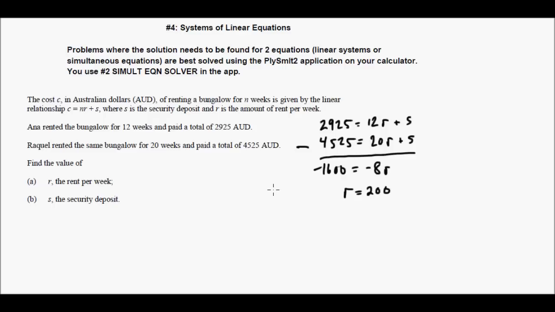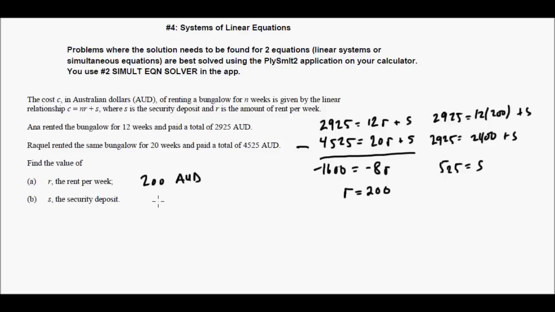Okay, so if R is 200, then we can sub it in here, and it would be 2925 equals 12 times 200 plus S. So that's going to be 2400 plus S equals 2925. Okay, so subtract, it's going to be 525 for the security deposit. Okay, so what we found here is that it's 200 AUD and 525 AUD. Okay, now let me show you how to do this on a calculator.